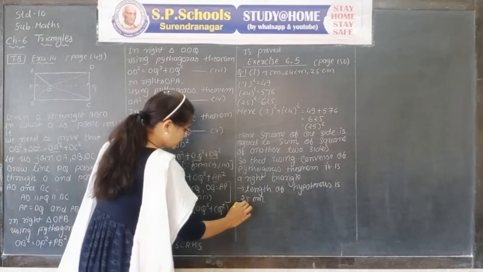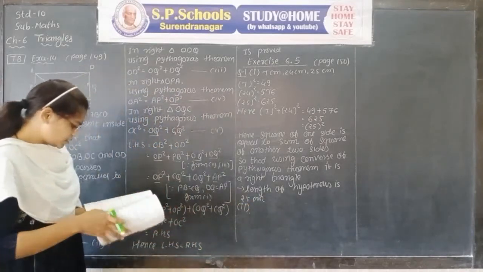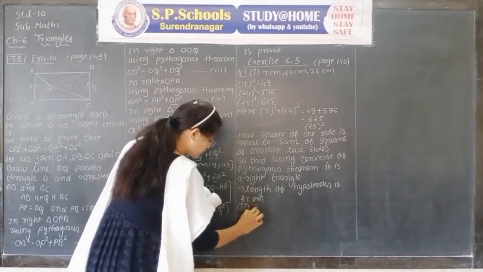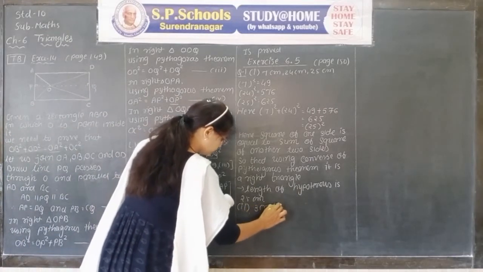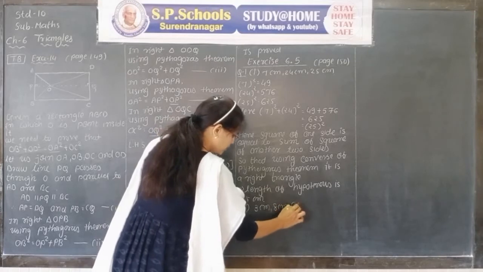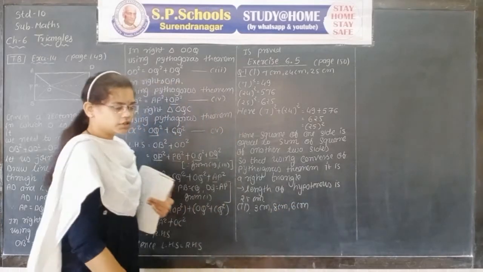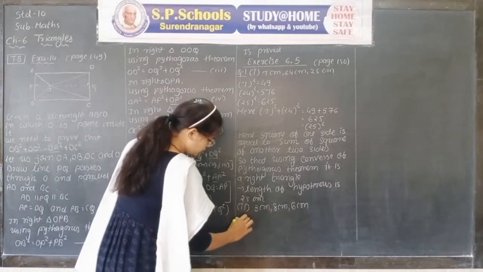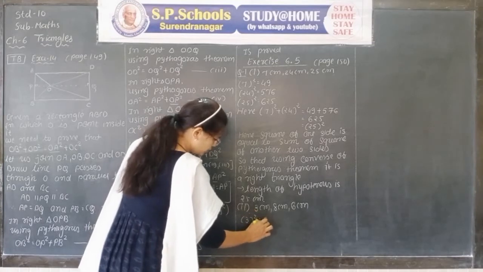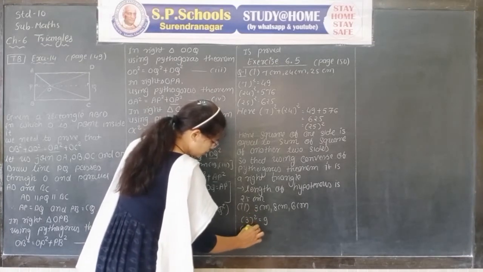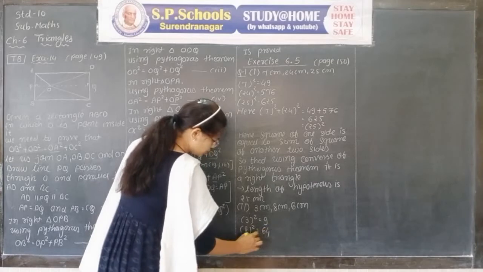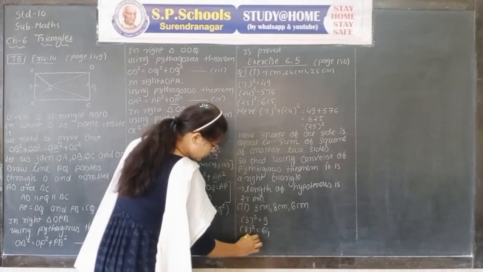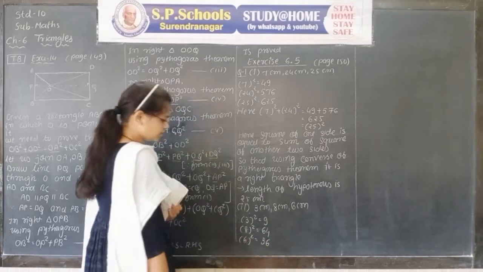Now we see the second one. The second one is 3 centimeter, 8 centimeter, and 6 centimeter. First of all, do the square of all three sides. Square of 3 is equals to 9. Square of 8 is equals to 64, and square of 6 is equals to 36.